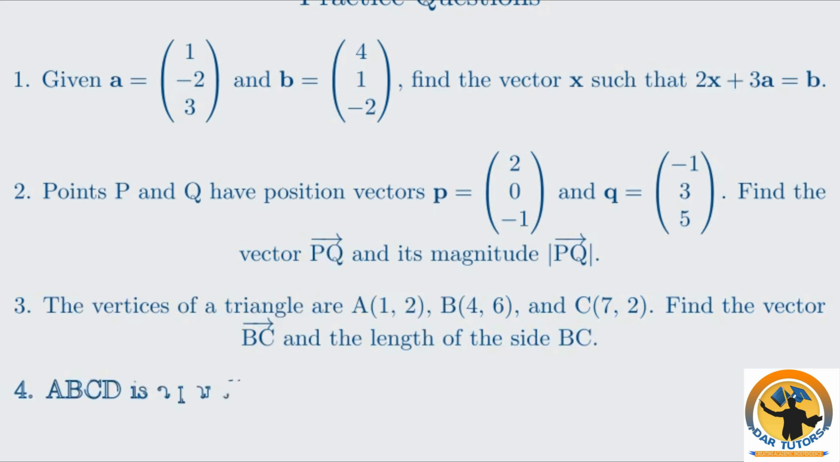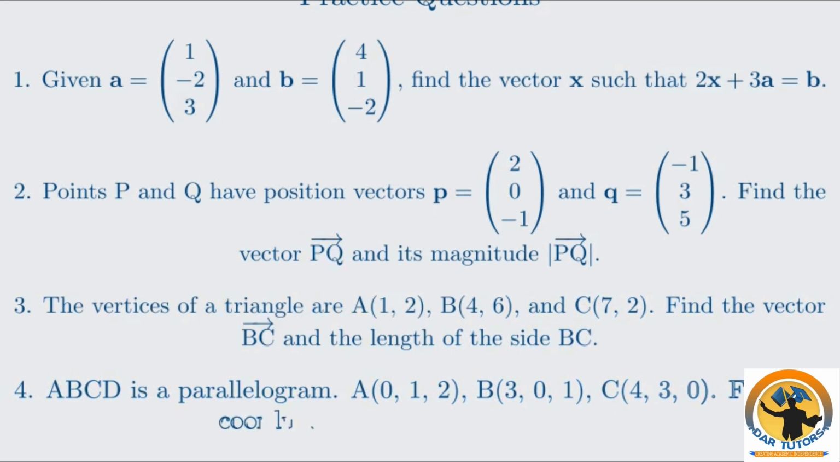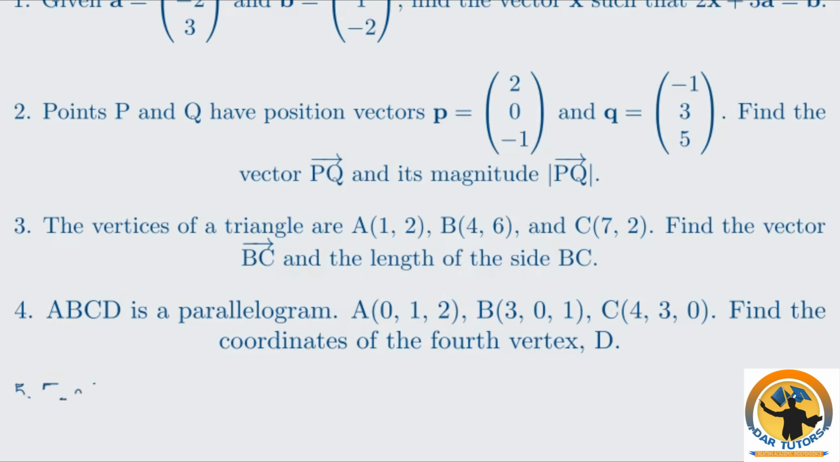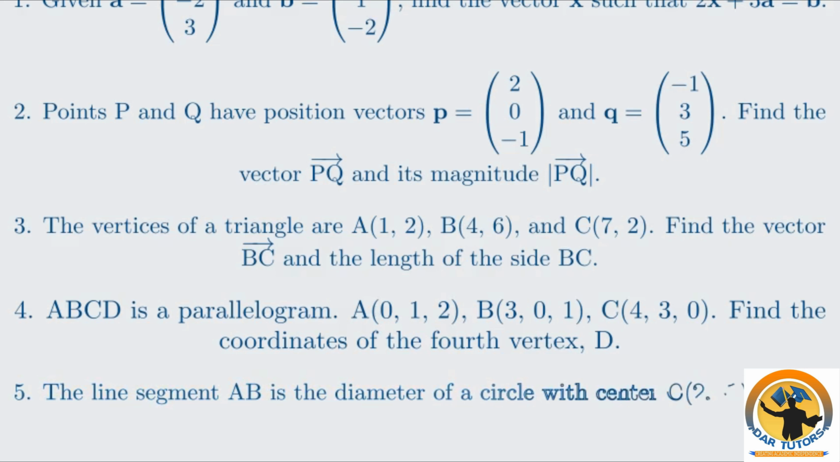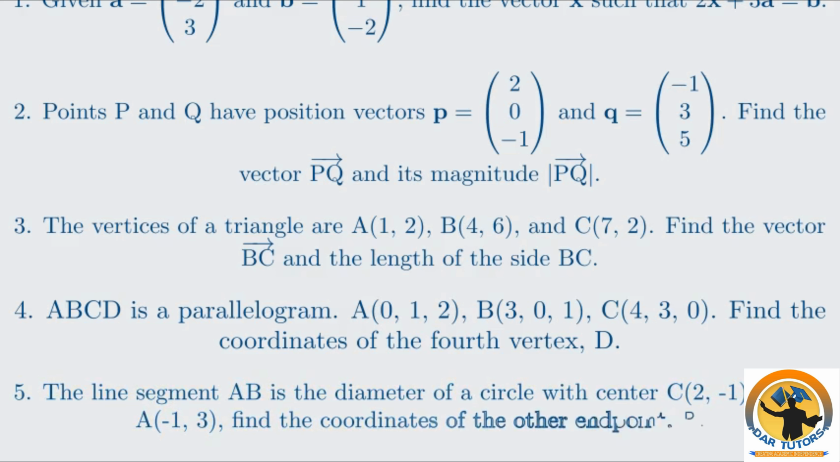Question 4. ABCD is a parallelogram. Given the coordinates of A, B, and C, find the coordinates of the fourth vertex, D. Question 5. The line segment AB is the diameter of a circle with center C. Given the coordinates of A and C, find the coordinates of the other endpoint, B.